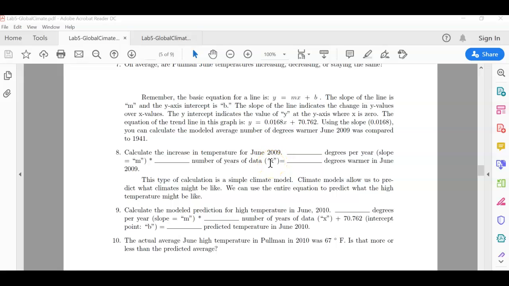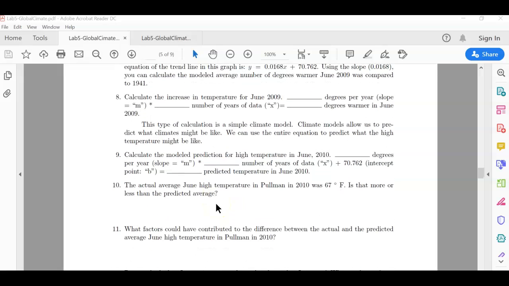In this case, we want from 1940 until 2009. So that is how many years? Hopefully you're thinking 69. All right, so you put 69, and you get a set amount of degrees that it was warmer in June in 2009 than it was in 1941. That is just the amount of degrees that it was warmer, not the temperature.